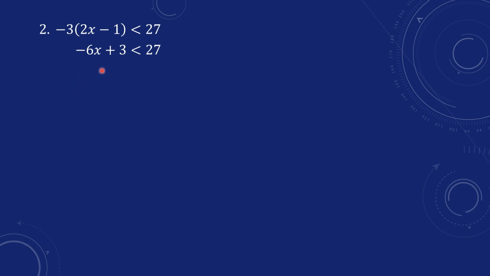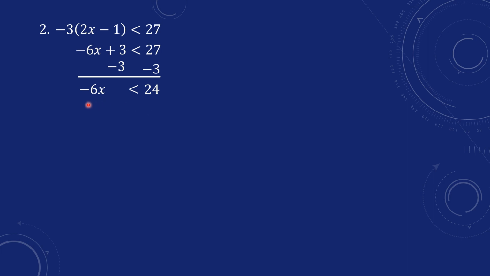This is negative 6x plus 3. The inverse operation of plus or addition is subtraction. So we are going to subtract 3 from both sides of the inequality. Minus 3, minus 3. Bring down negative 6x. Positive 3, negative 3, 0. Let us not write 0 anymore. 27 minus 3 is 24. So this is now equal to negative 6x is less than 24.